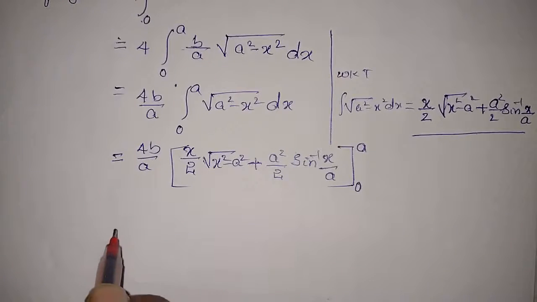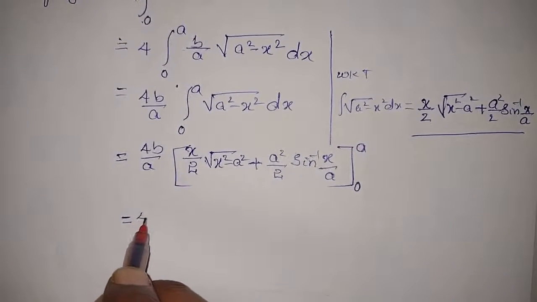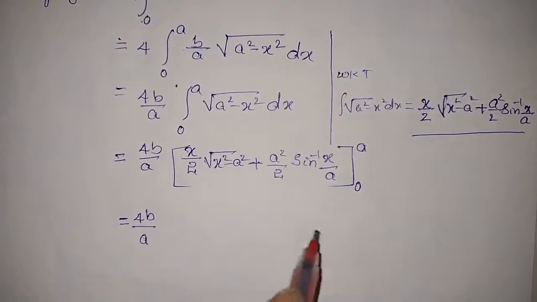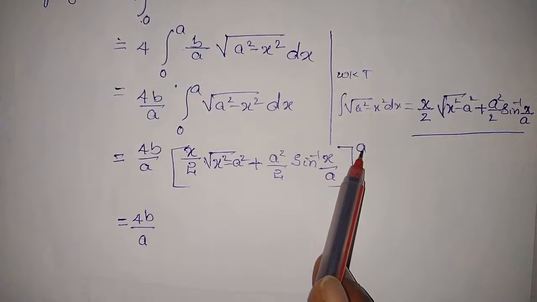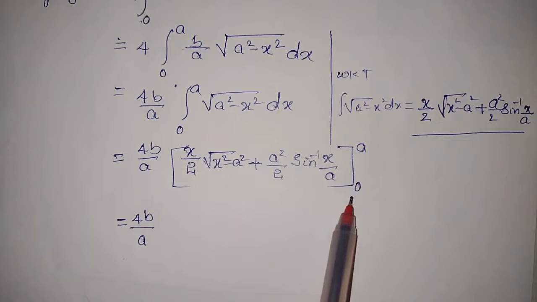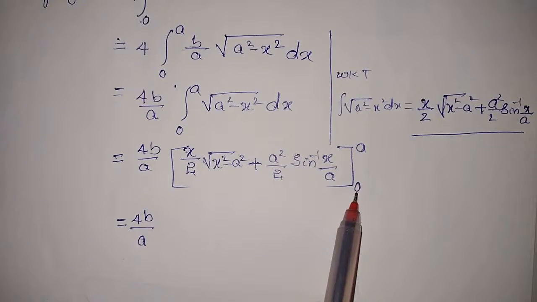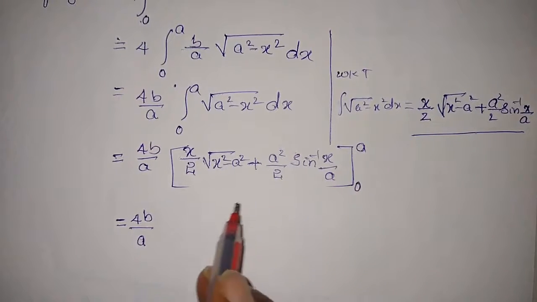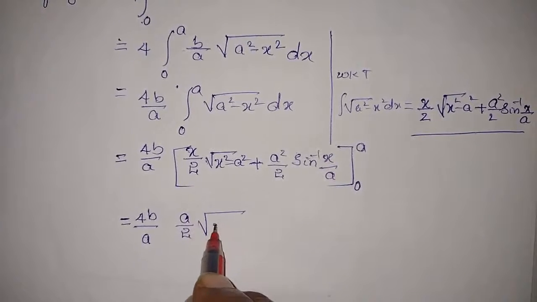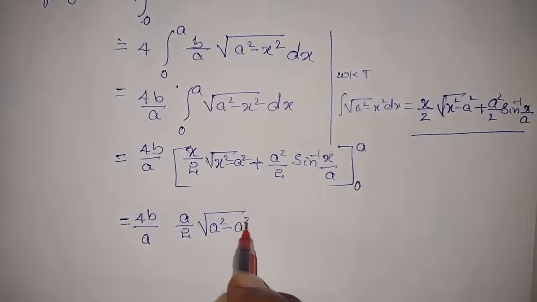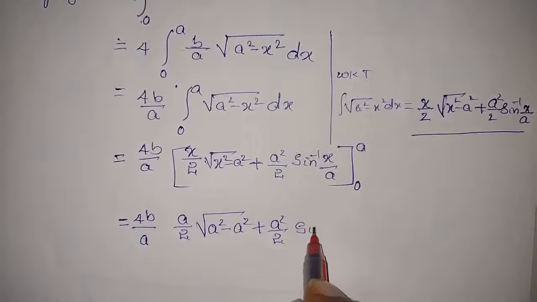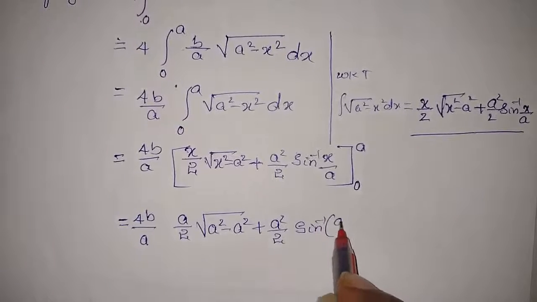Afterwards, the next step is to apply the upper limit and the lower limit. For b by a, here we have to apply the upper limit first. Instead of x we should write a, and instead of x we should write the lower limit 0. First you apply the upper limit: a by 2 root of a square minus a square plus a square by 2 sine inverse of a by a.